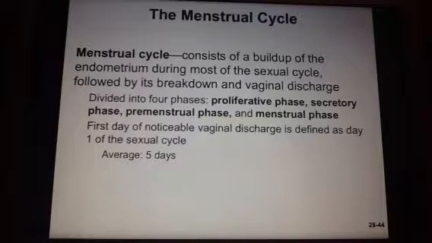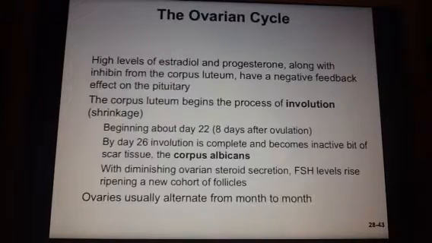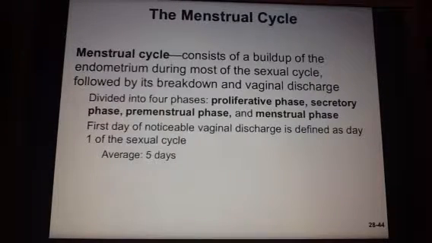Okay, let's talk specifically about the menstrual cycle and what happens. That was kind of just looking at the ovaries, and let's now just look at the uterus. So the endometrium is built up during most of the sexual cycle, but then it is broken down and released. This gives 4 phases. Again, I'm not really picky that you know all these phase names, but just kind of the process altogether. So we would expect the first day of menstruation is day 1 of the sexual cycle.